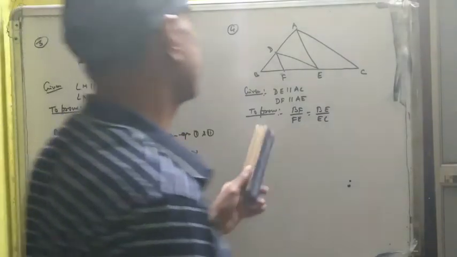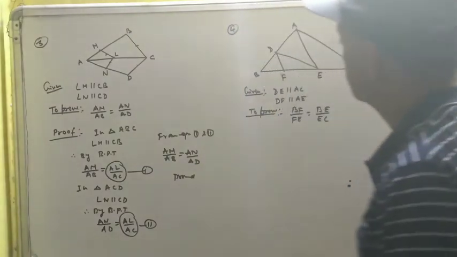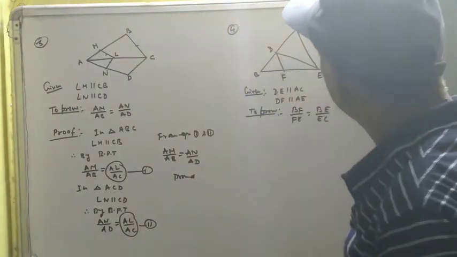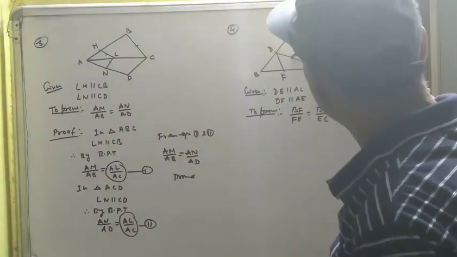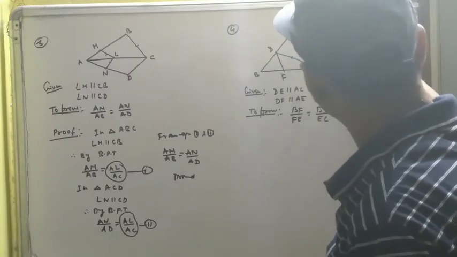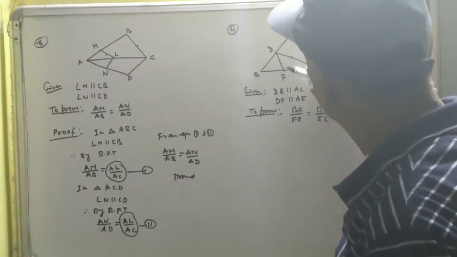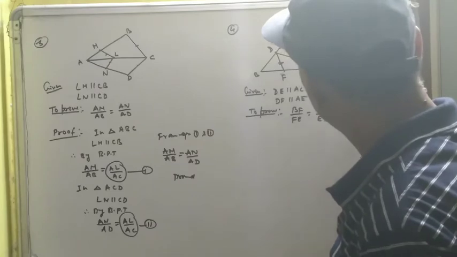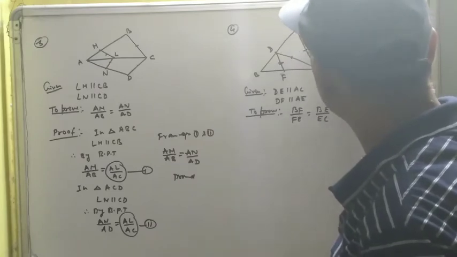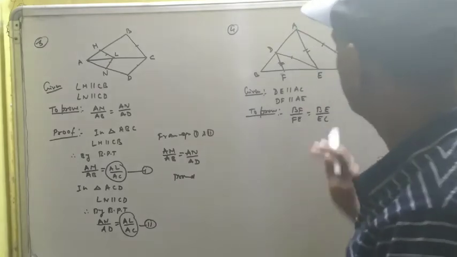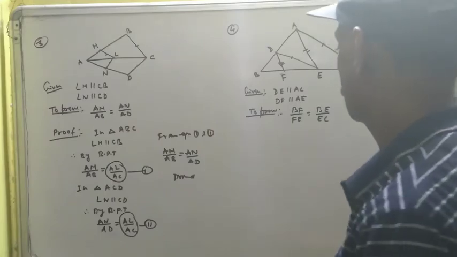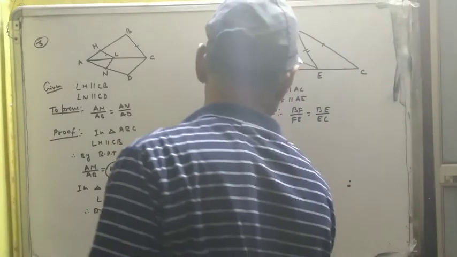Now come to the next question. In this question it is given that DE is parallel to AC, this one. And also DF is parallel to AE, this one. Then we have to prove this. So let us solve.